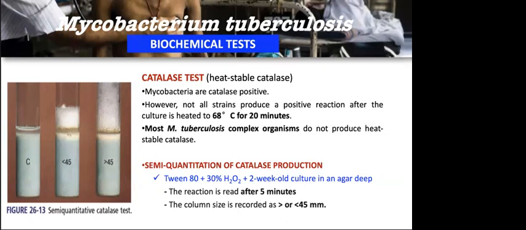Again, most Mycobacterium tuberculosis do not produce heat-stable catalase, unlike the atypical organisms. So you can differentiate your TB bacilli because they don't produce heat-stable catalase.